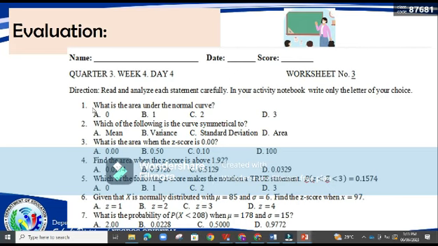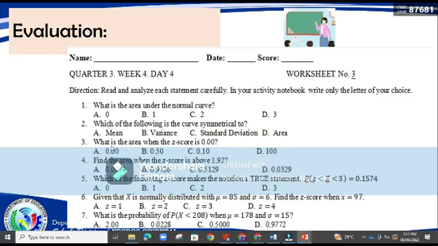I'll repeat. Number 1, what is the area under the normal curve? A, 0, B, 1, C, 2, D, 3. Number 2, which of the following is the curve symmetrical to? A, mean, B, variance, C, standard deviation, D, area.